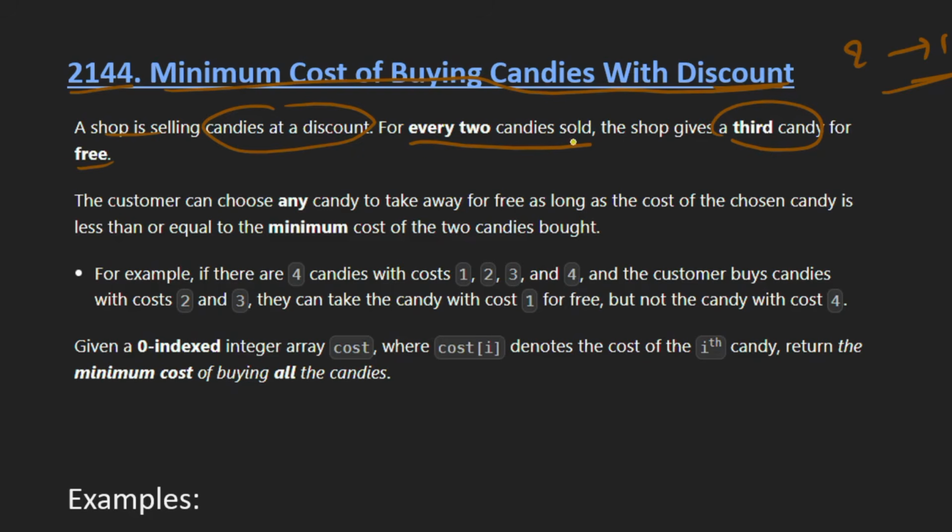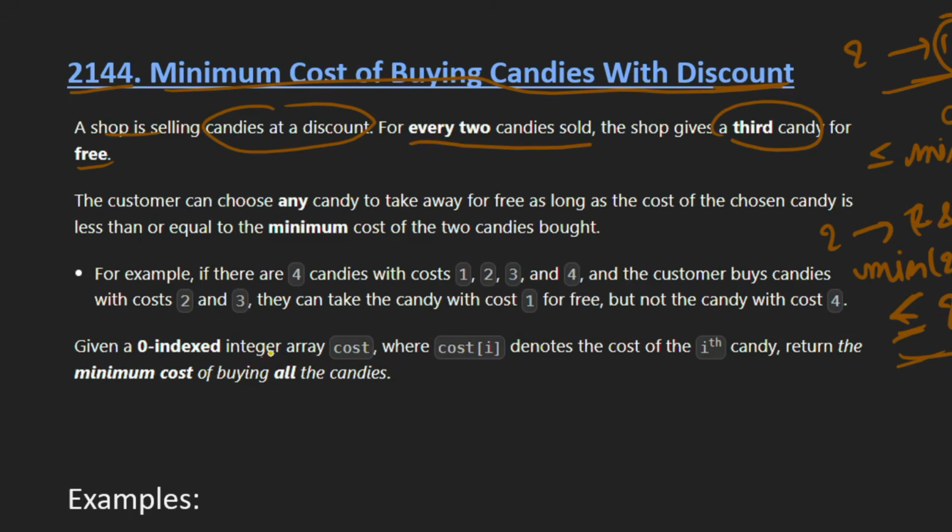And the condition is the customer can choose a third free candy such that its cost should be less than or equal to the minimum of these two candies. So suppose we have bought two candies for rupees 2 and 3. Then we can choose a free candy whose cost is less than or equal to the minimum of 2 and 3, which is 2.